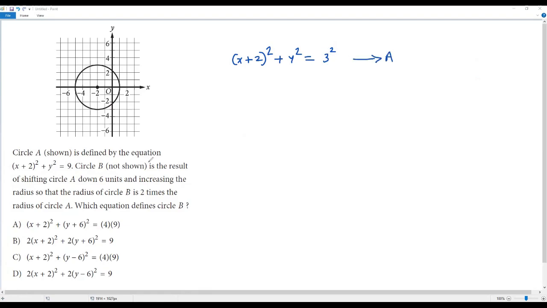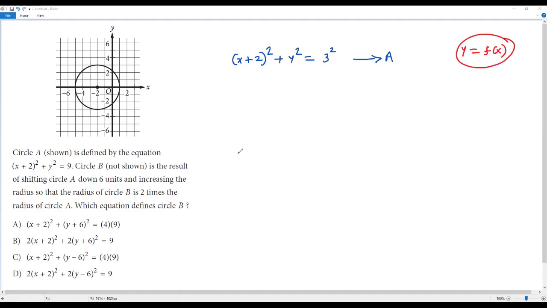Okay, now we are going to do two transformations on circle A. One is we are going to shift circle A down 6 units, and also we are going to increase the radius so that the radius of circle B is 2 times the radius of circle A. Let me consider the first transformation, a vertical translation of 6 units down. Let's consider a function y equals f of x. Now let's consider the vertical translation of 6 units down in this function.